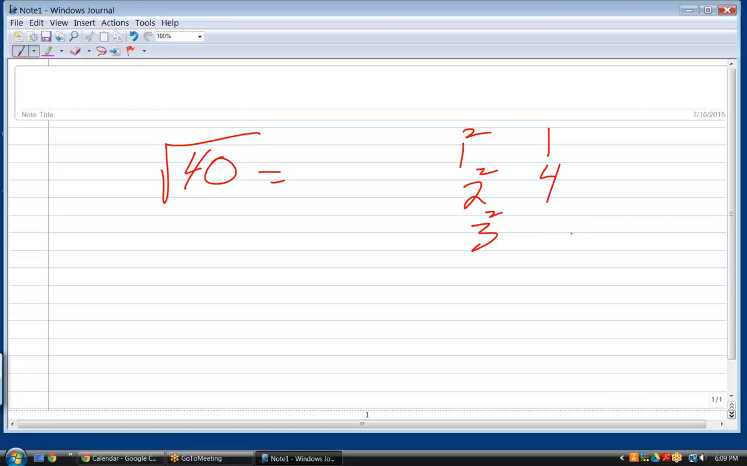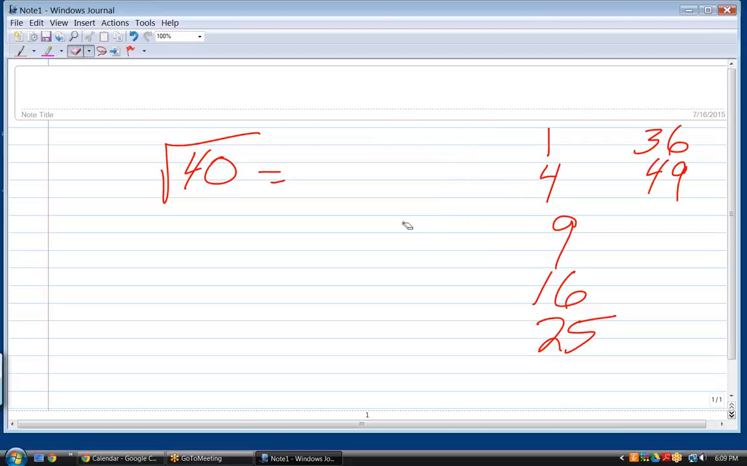9. Okay. 9. What's 4 squared? 16, right? What's 5 squared? 25. 6 squared? 36. 7 squared? 49. Okay. You see that list of numbers? Yeah. Those are your perfect square numbers you want to look for.